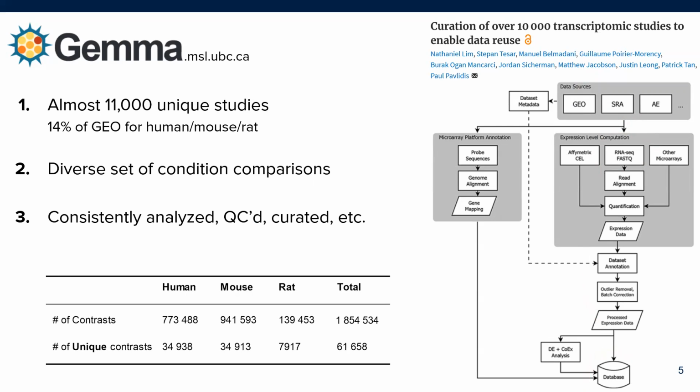This gives us a large database of almost 11,000 studies, which covers a good fraction of GEO for human, mouse, and rat studies. It also has a significantly diverse set of condition comparisons in the holdings. As you can see, that's figured down here, over 60,000 unique comparisons inside of our database. And moreover, while there is this broad coverage, there's also a good amount of overlap between independent studies examining similar contrasts. And just to repeat myself, these contrasts are condition comparisons, so comparing some control group to some condition group.